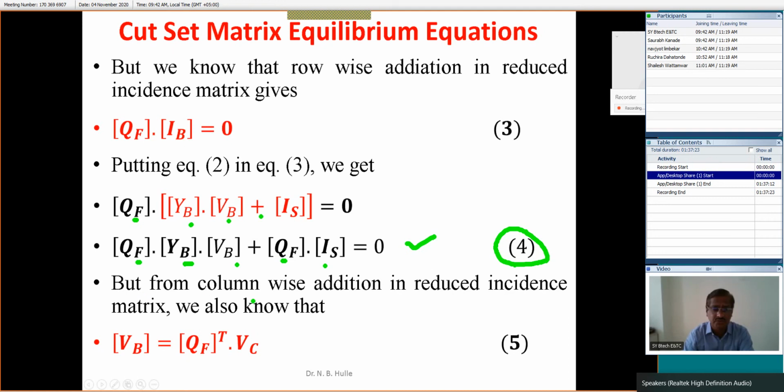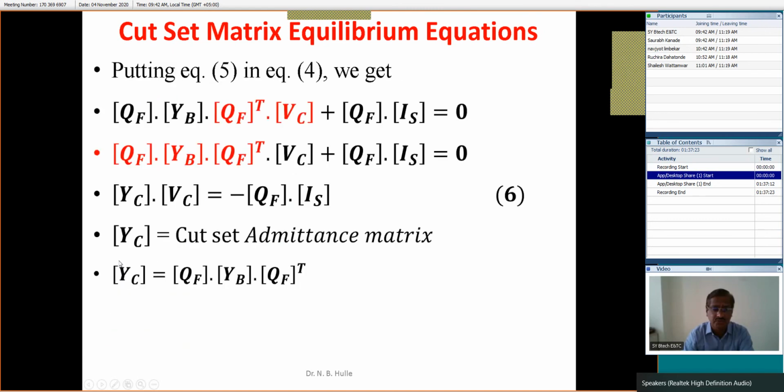But from the column-wise addition of the reduced incidence matrix, we know that VB is equal to QF transpose into VC. That is the cut set, where VC is the voltage of the cut set. If we substitute this value in place of VB, how will the equation look? I will discuss that in the next slide.